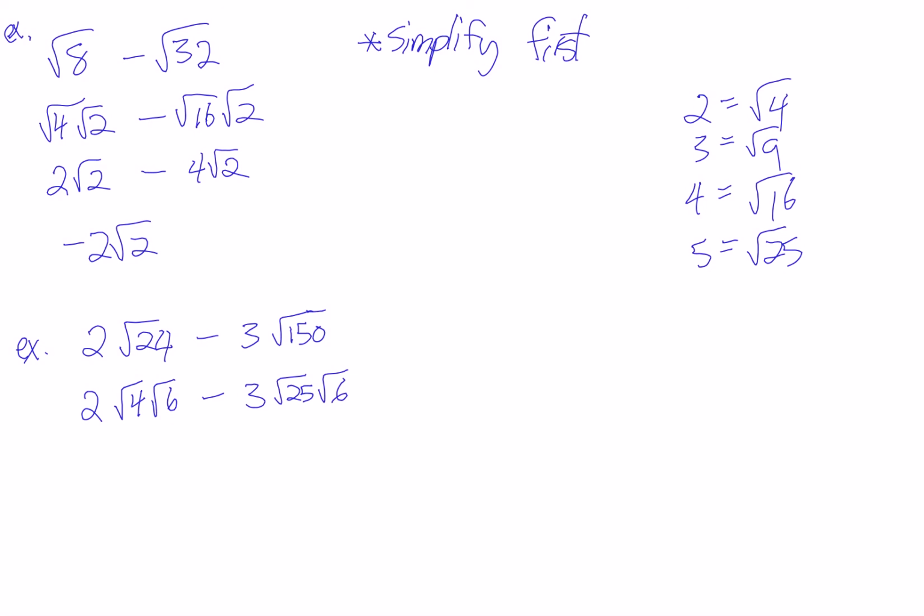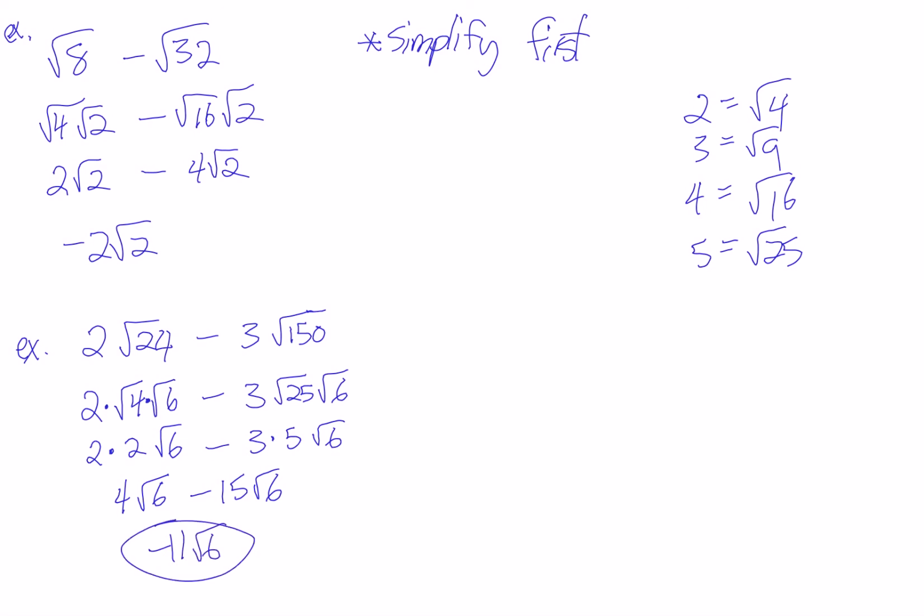And then remember, these are just being multiplied. So we basically would get 2 times, because these are all being multiplied together, 2 times 2 times root 6. And the second one would be 3 times 5 times root 6. So we just multiply those front numbers. So 4 root 6 minus 15 root 6. Now they're both the same roots. We can add them together to get minus 11 root 6.